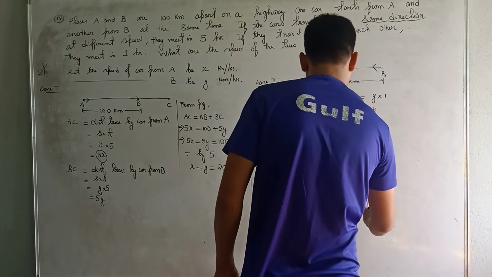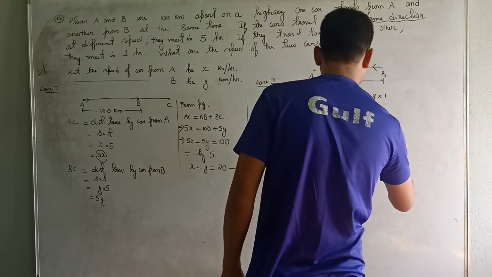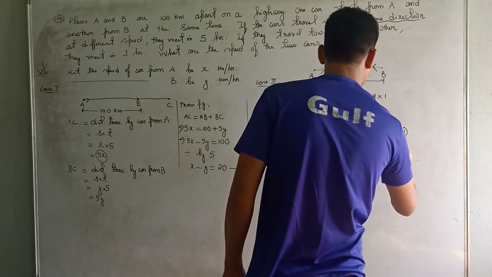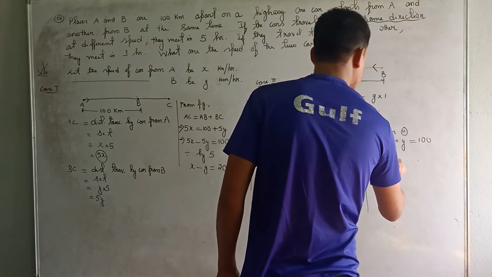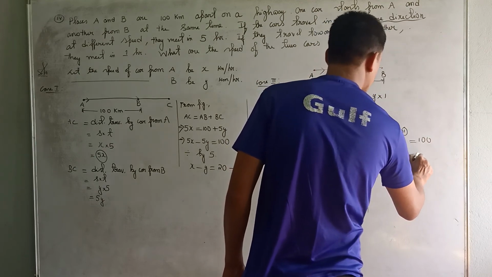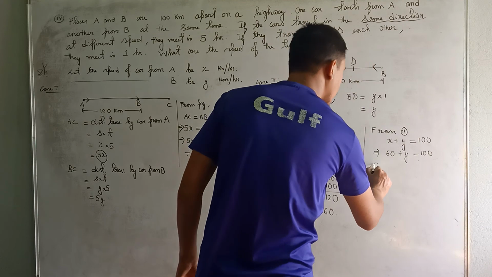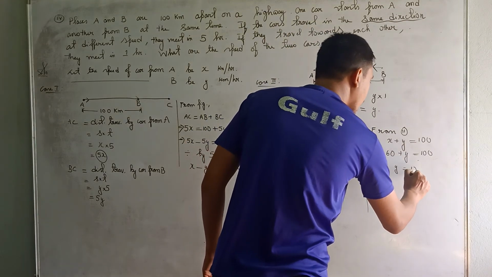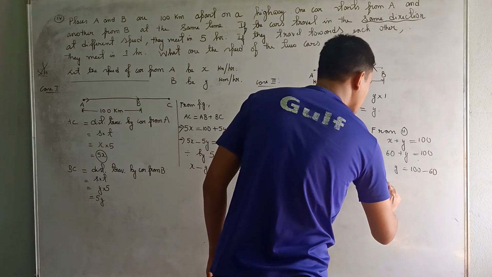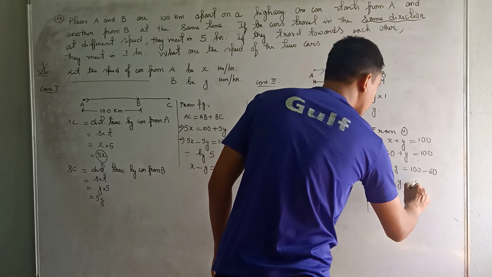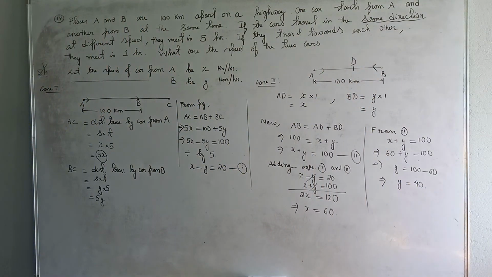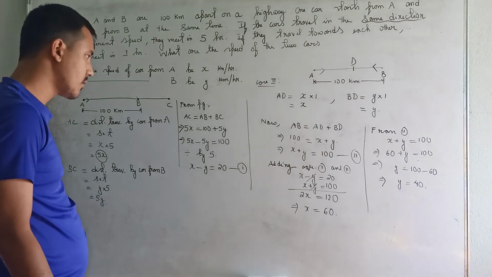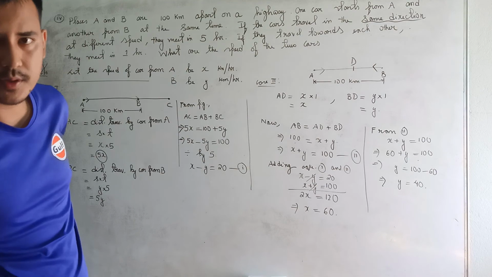I'm going to substitute in equation 2: X plus Y is 100. X is 60, plus Y is 100. So Y will be 100 minus 60, which gives you Y as 40. So the speed of the car from A is 60 km per hour. The speed of the car from B is 40 km per hour. You interpret it like that.